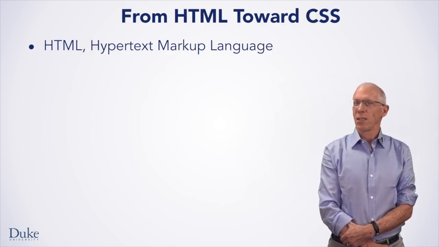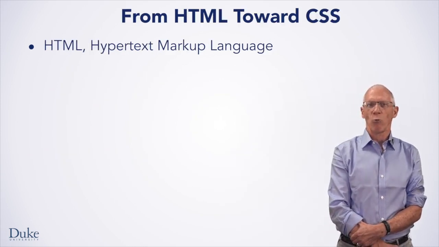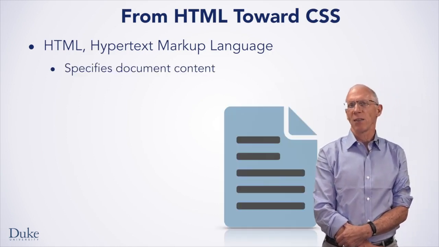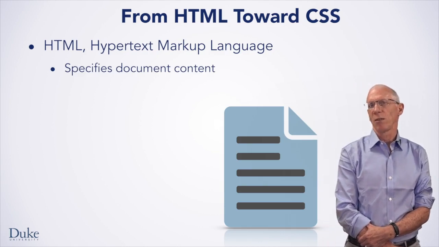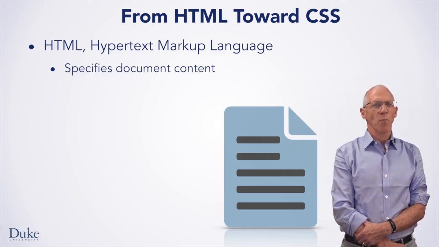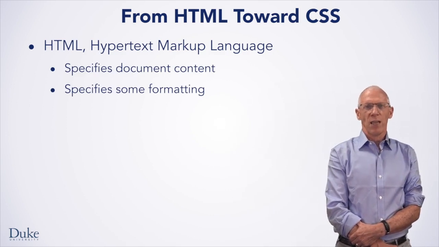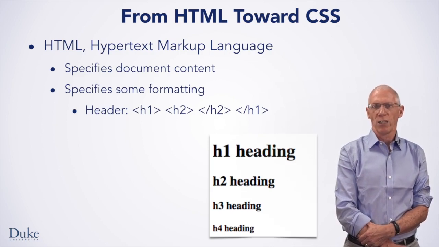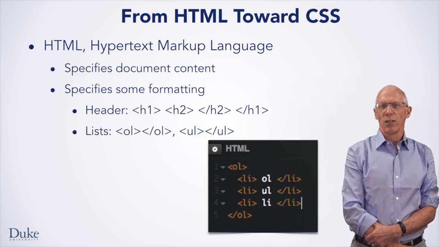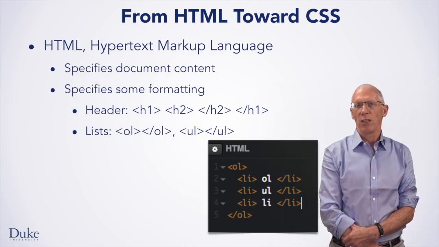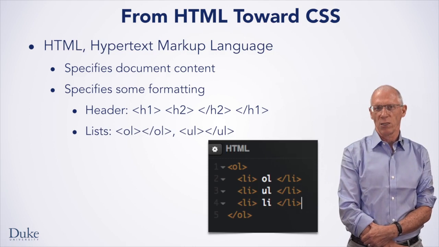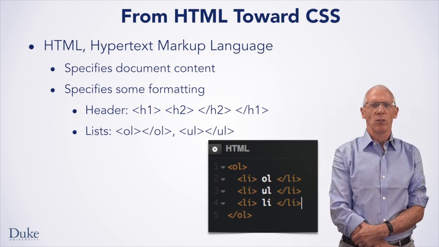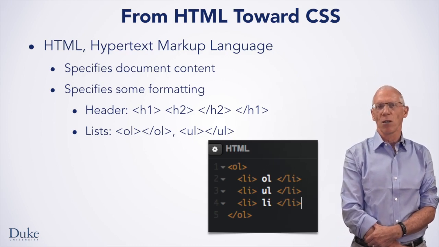We've already used HTML, or hypertext markup language, to create web pages that anyone in the world can see. HTML specifies the content of a document, the words and images that appear in a web page. Some formatting is specified with HTML. For example, different size headers are indicated in HTML by H1 or H2 or H3 tags. Different kinds of lists are indicated in HTML by using OL and UL tags for ordered and unordered lists. These display differently because browsers interpret the HTML and change both headers and lists to match the HTML markup.